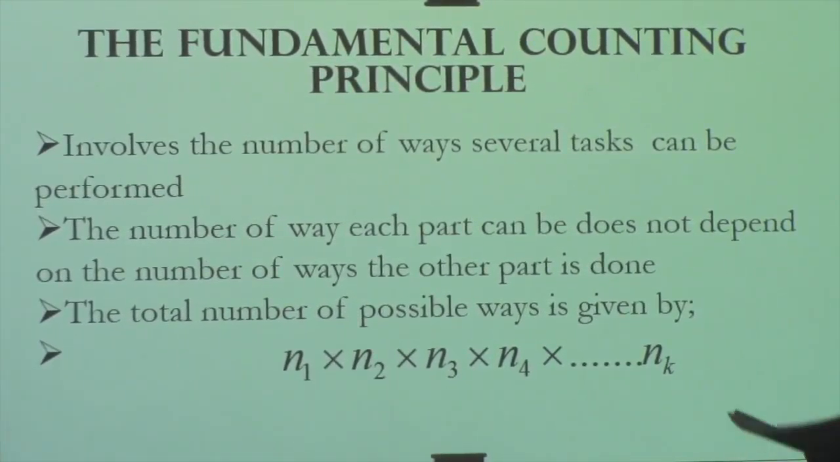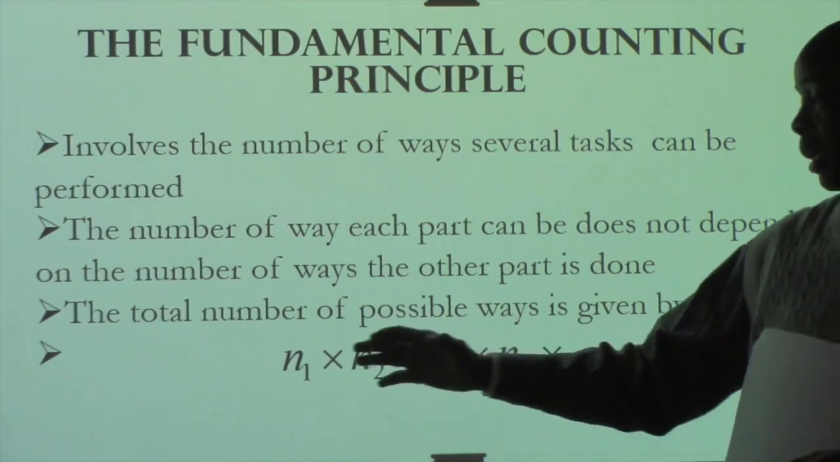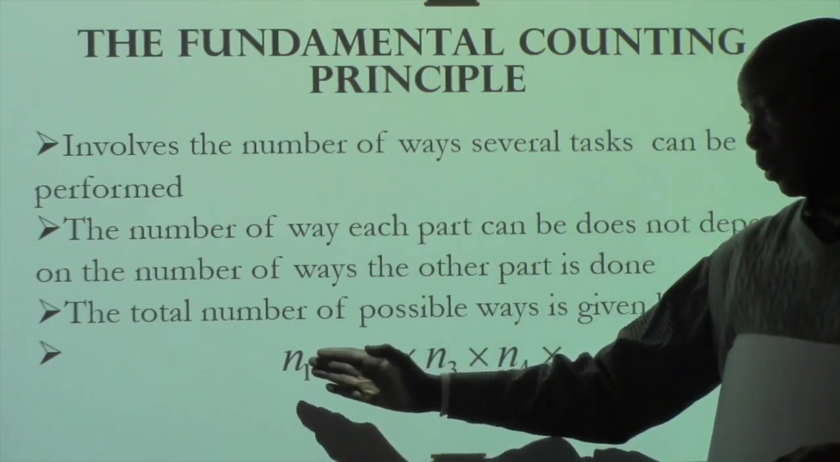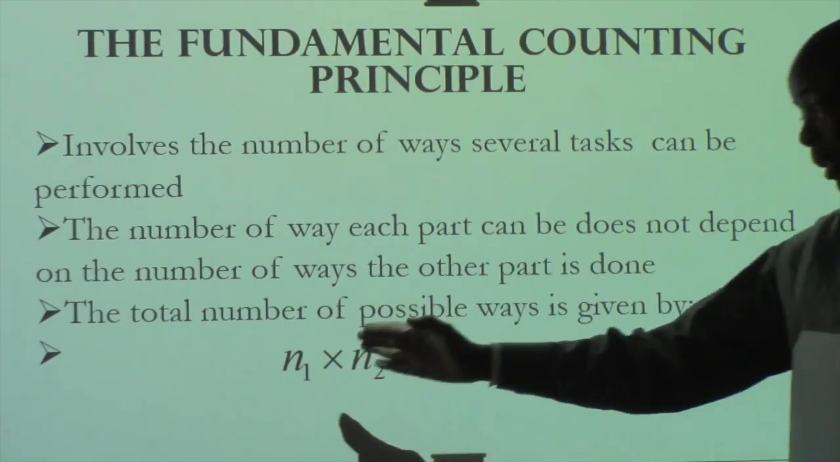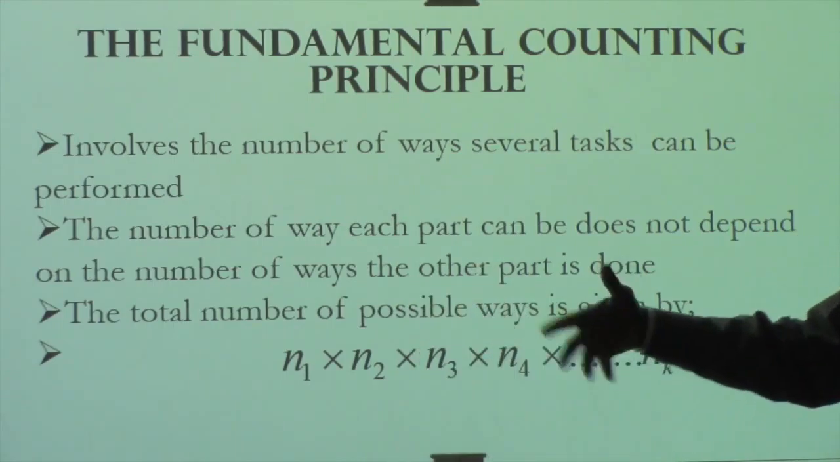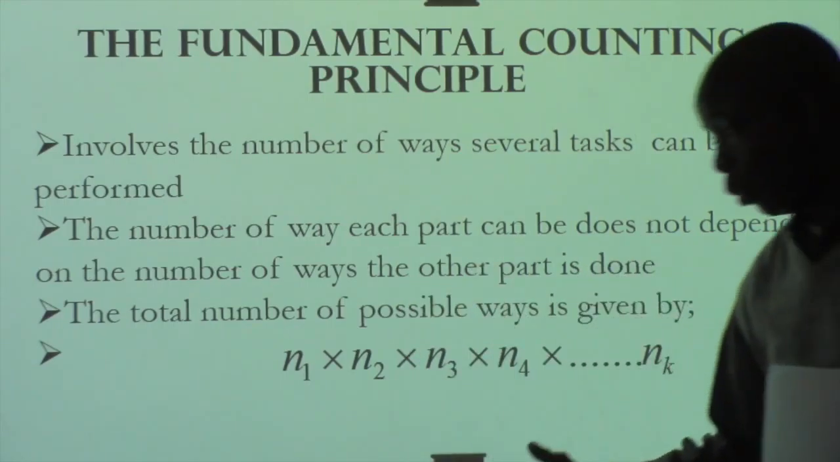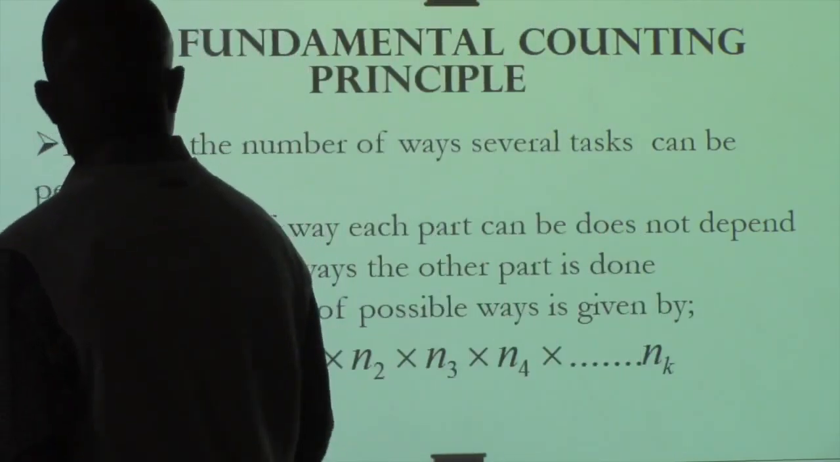For example, we say the number of ways you can perform a task involving several parts, like 1, 2, 3, 4 parts or n parts, is given by the product of the number of ways each part can be performed. So the total number of possible ways is given by the product of these different ways, where n1 represents the number of ways the first part can be performed, n2 represents the number of ways the second part can be performed, and so on. We present to you a real situation so that you can put this idea together.